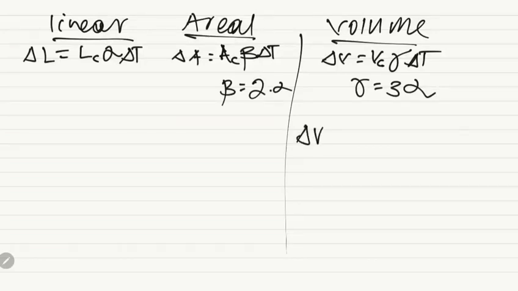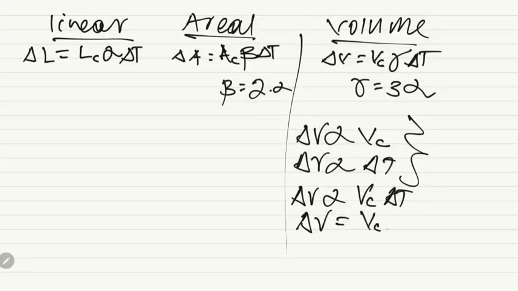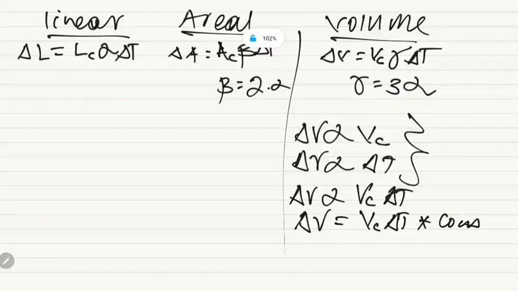Now the analogy we are going to take here: the change in volume due to heating a certain solid is proportional to the volume at the colder temperature, and the change in volume is also proportional to the change in temperature. So the change in volume is proportional to the volume at the colder temperature times the change in temperature, meaning the change in volume due to heating is the volume at the colder temperature times the change in temperature times a constant. That constant is called the coefficient of volume expansion, gamma.